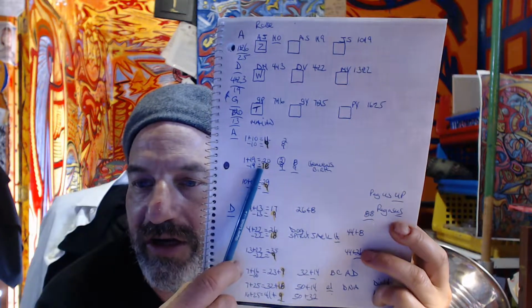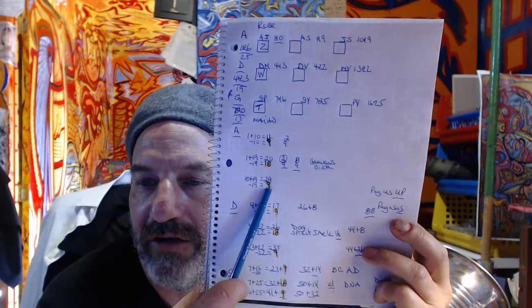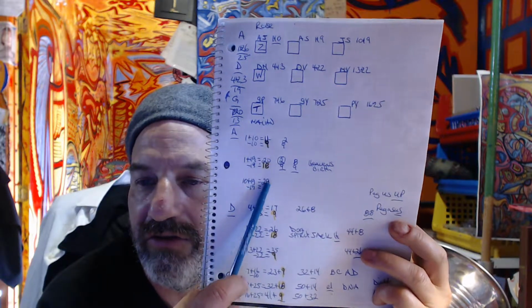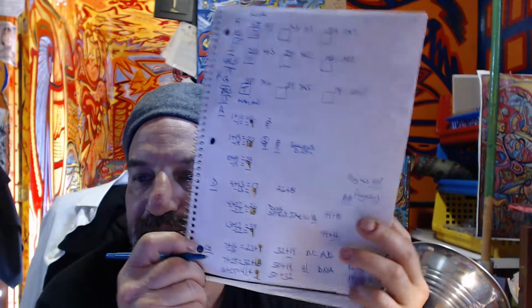9 on the low count. 8 and 1, 9 on the low count. 2, 9, 2, 9, 2, 9.